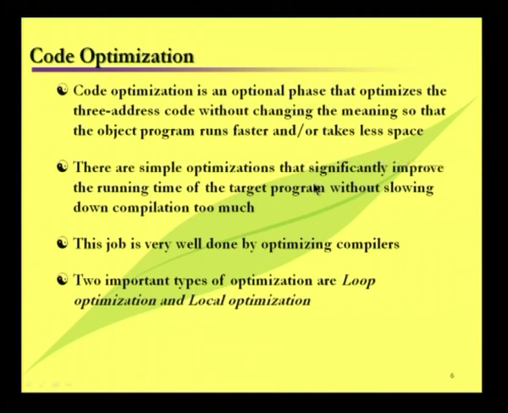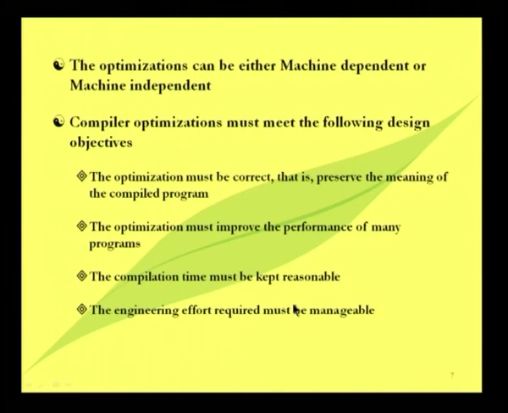So we will go for selective optimizations based on the program requirement and especially to some section of the code rather than the entire program, and it is going to be done most of the time by optimizing compilers. And there are two kinds of optimizations. One is called the loop optimization and another one is the local optimization. So the optimization can even be machine dependent or even machine independent.